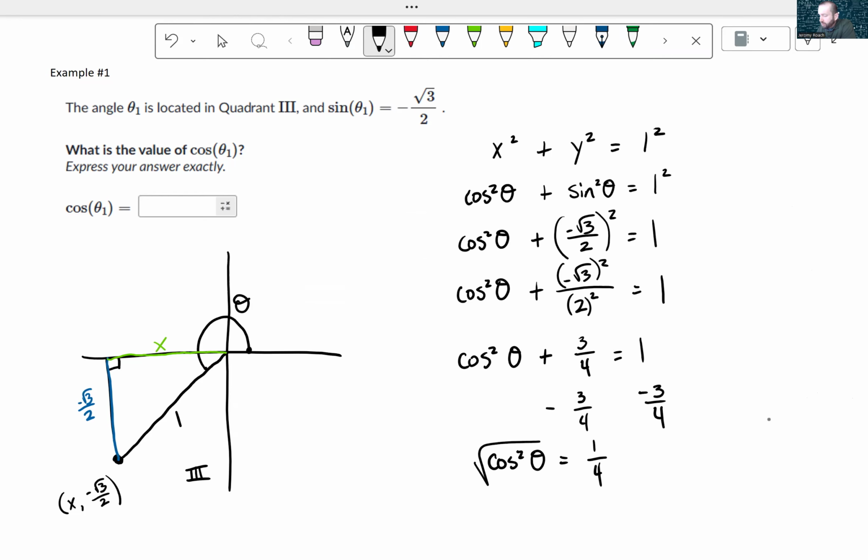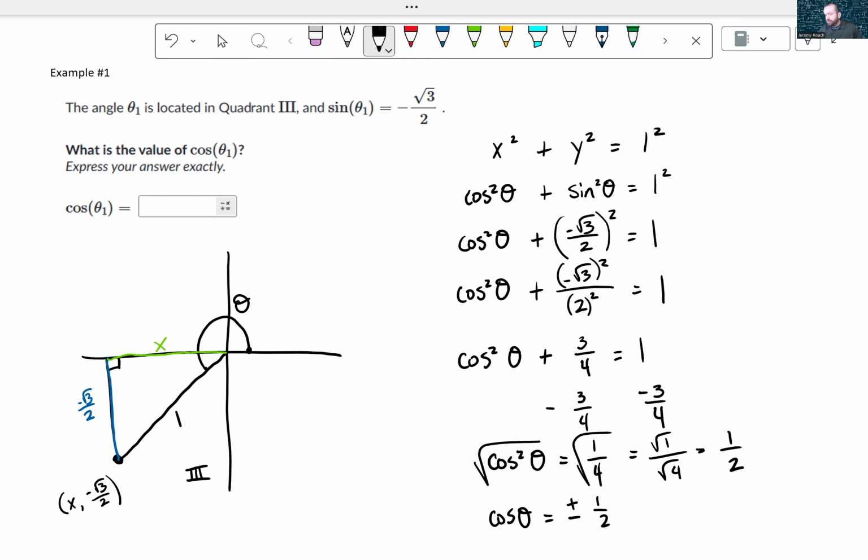And now we're going to take the square root of both sides. And we get cosine of theta is equal to plus or minus 1/2. Because the square root of 1/4 is the square root of 1 over the square root of 4, which is 1 over 2. And because we took the square root, we're doing plus or minus for our answer.